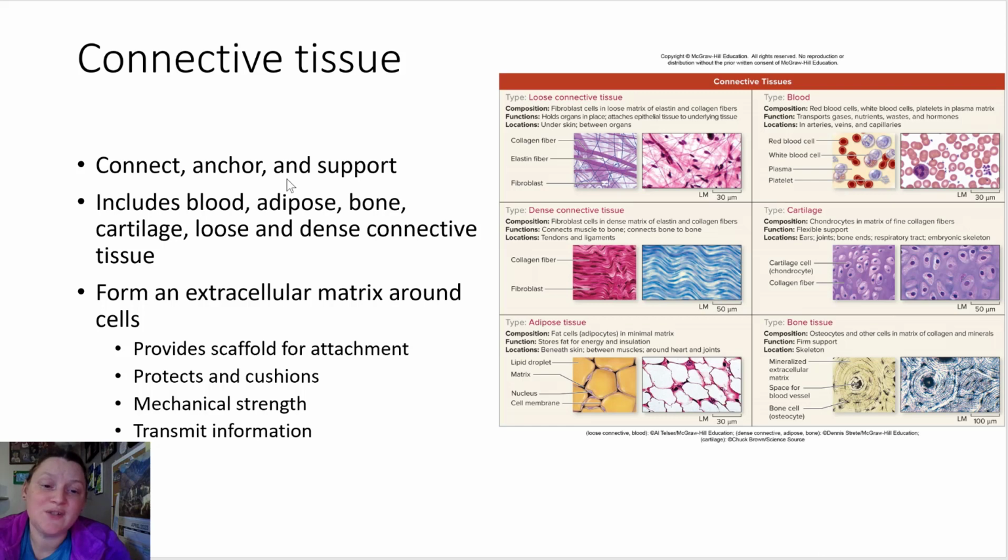All of these connective tissues have an extracellular matrix that is non-living. This surrounds the living cells, often providing scaffolding or attachment for those cells. It can protect or cushion the cells, and it can add mechanical strength or transmit information.